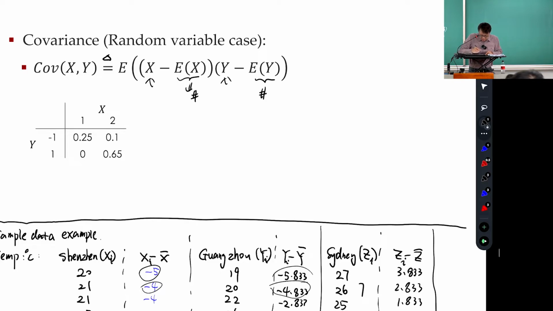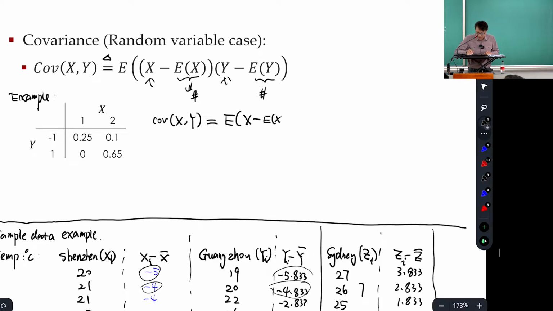This is the example. This is another example. It's not based on sample data. It's based on a distribution. So X and Y are jointly distributed according to this table. How do you compute the covariance of X and Y? By definition, X minus EX times Y minus EY. So I first need to compute EX, right?